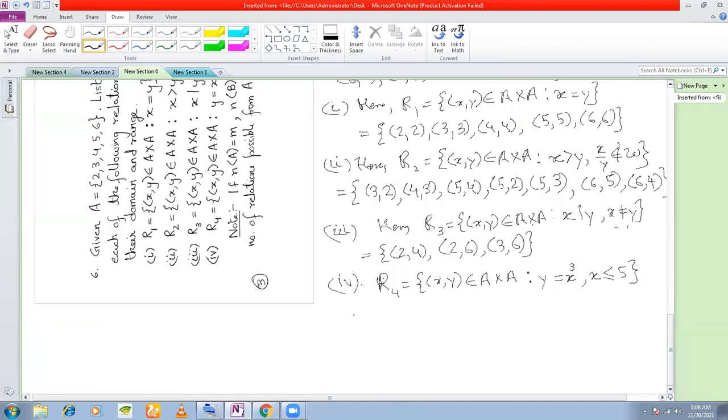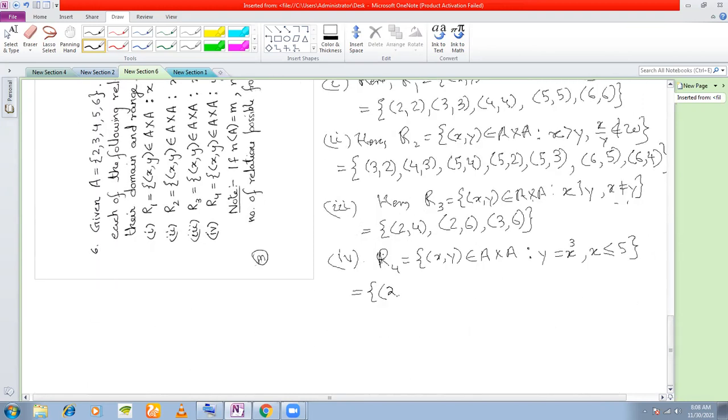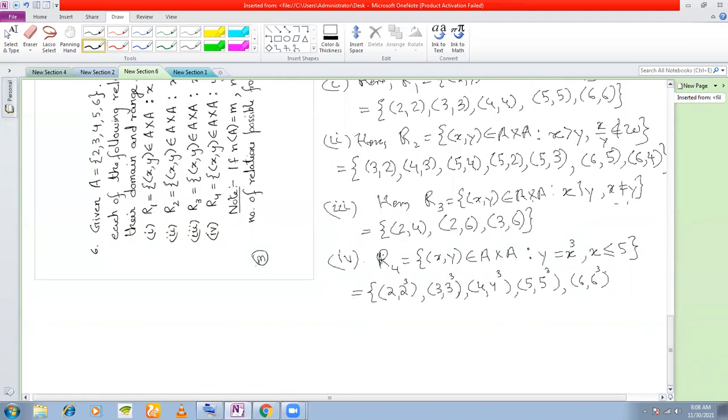So what can I write in terms of ordered pair? This set, if you see, when I take the value of x as 2, the value of y is 2 cube. So 2, 2 cube. This is the first ordered pair. Next, 3, 3 cube, 4, 4 cube, 5, 5 cube, 6, 6 cube. Yes, till 6 we have. So these are the ordered pairs.